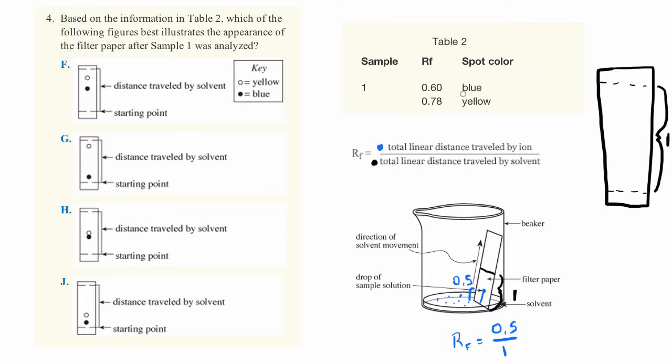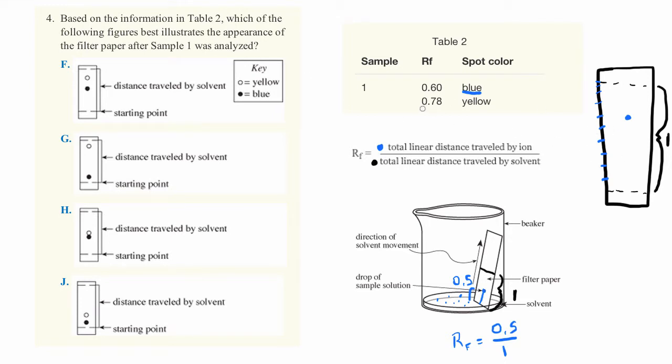Now, the blue spot traveled 0.6 of the way up. So let's go up 0.1, 0.2, 0.3, 0.4, 0.5, 0.6. The blue dot got up to here. That's kind of more than halfway up.